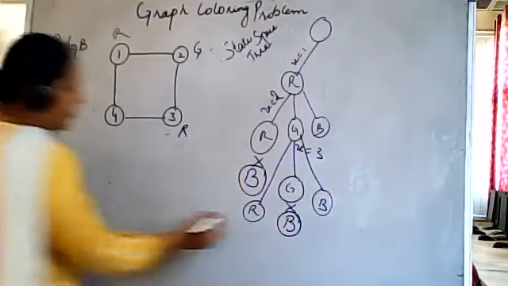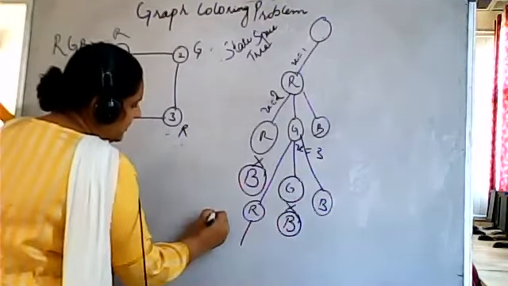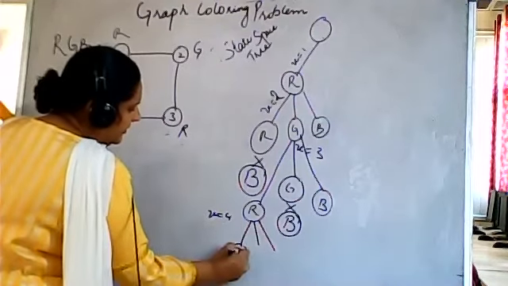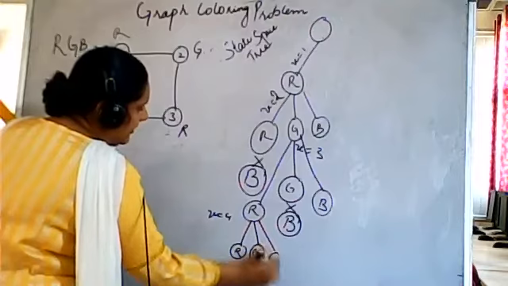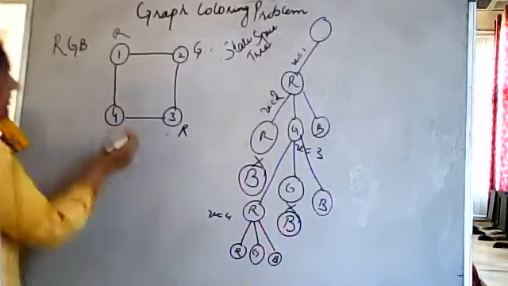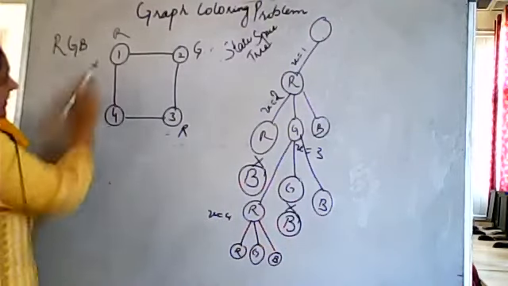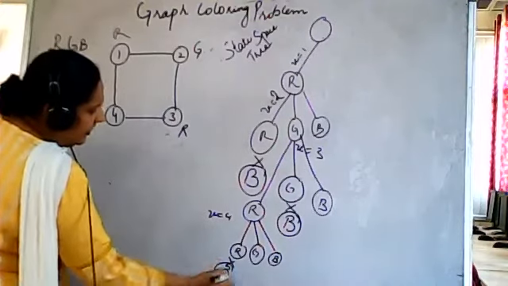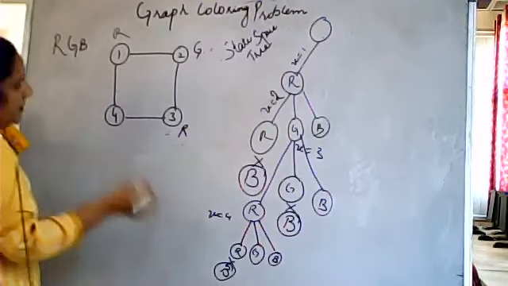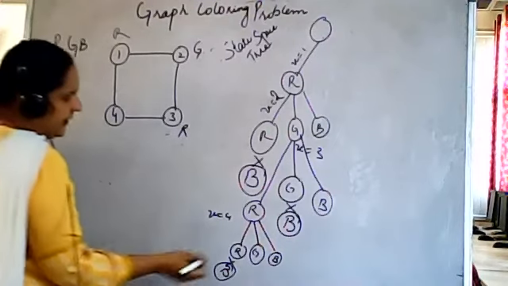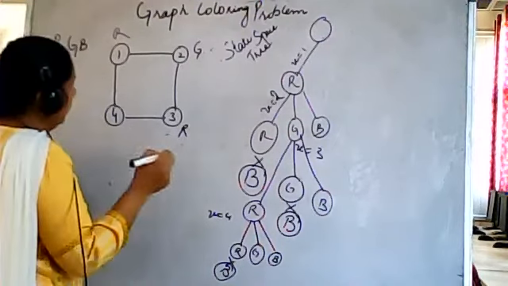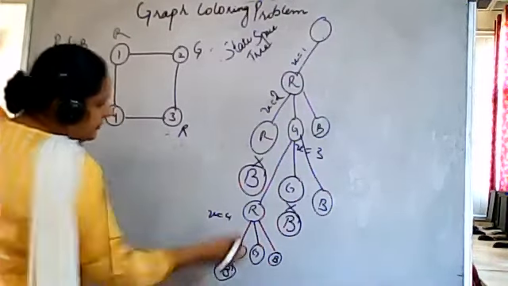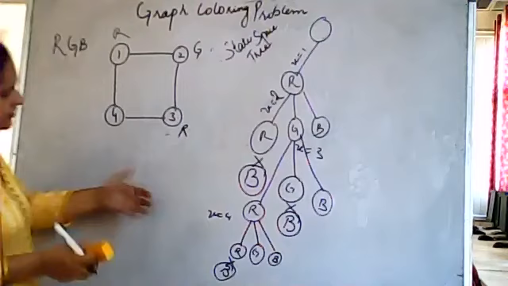Now, what about the fourth node, x = 4? Again, we have three options: red, green, and blue. See, 1 is connected to 4, so we cannot give it red color, so it will be stopped by the bounding function. Again, 3 is also having red, so we cannot give 3 or red.